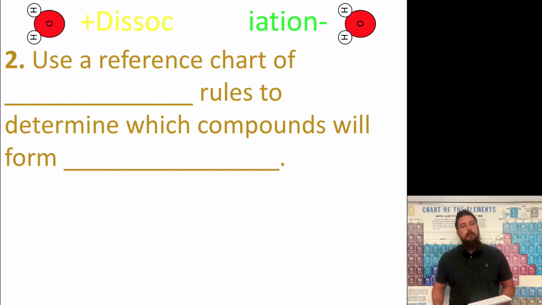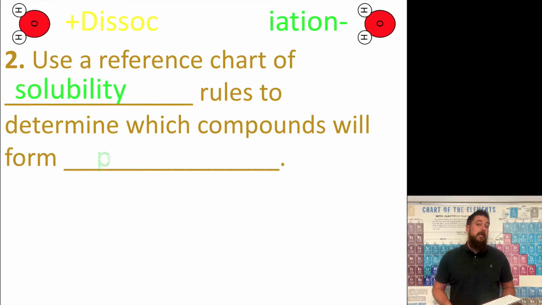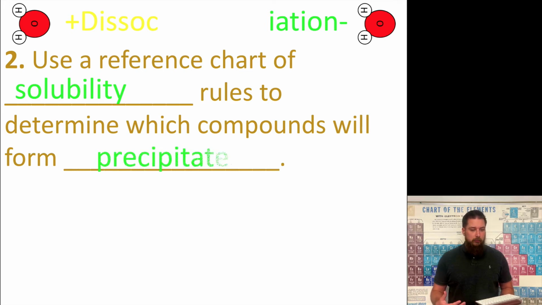Now, when we are looking at chemical reactions and trying to determine if something is soluble or not, what we need to do is look at our solubility rules. The solubility rules will tell us what is soluble and what is insoluble. In other words, what is able to dissolve and what's not able to dissolve in water.